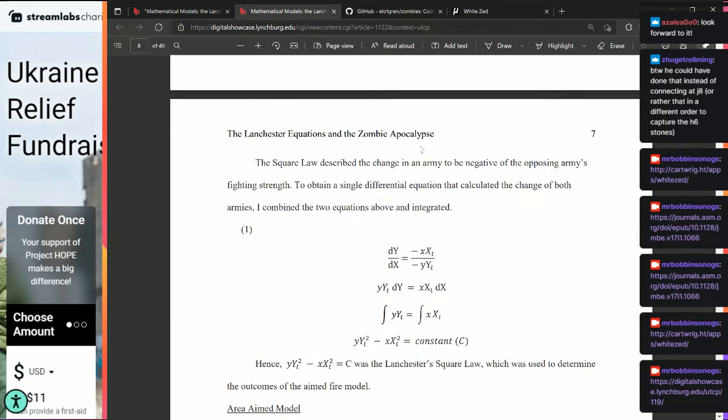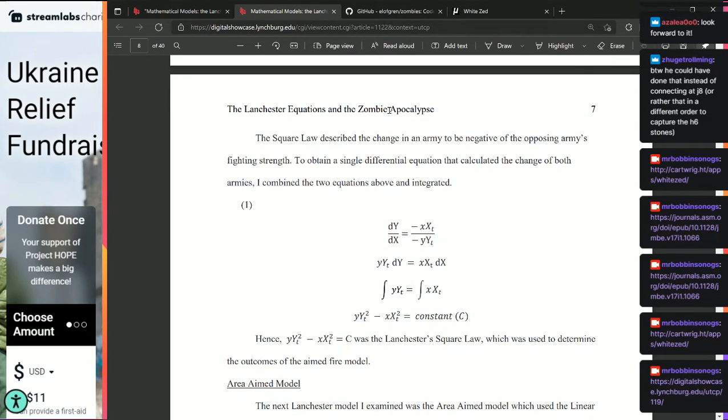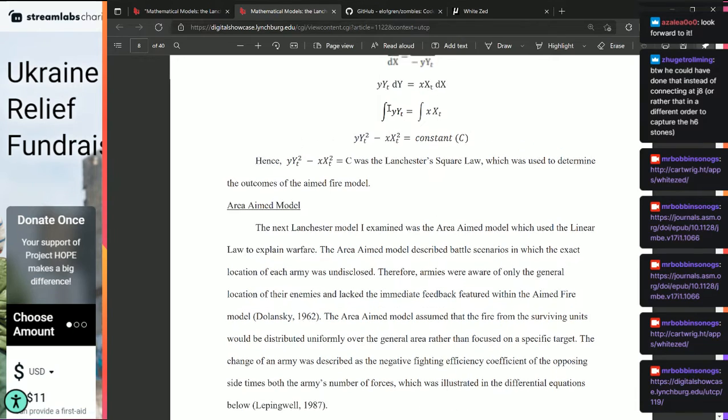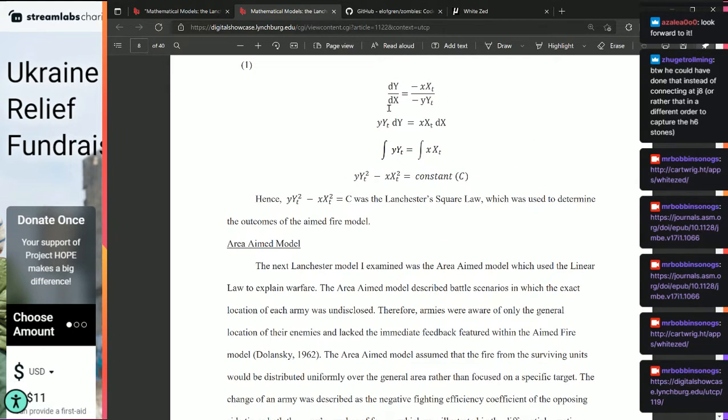Well, the square law describes the change in an army to be negative of the opposing army's fighting strength. To obtain a single differential equation that calculates the change of both armies, I combined the two equations above and integrated. And they show some math, which is actually pretty interesting. Hence, we have Lanchester's square law, which was used to determine the outcome of the aim-fire model.